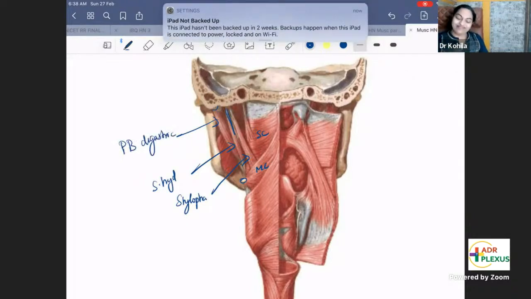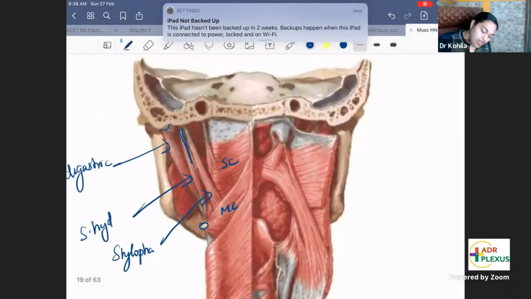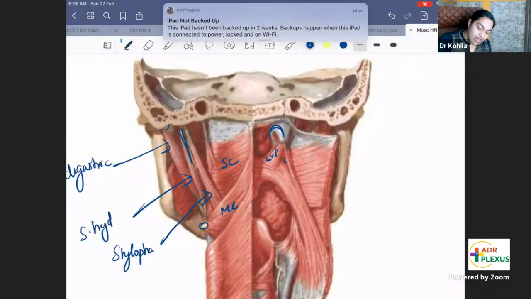Right? Okay. This part is opened up. Now you're going to tell me, this is the auditory tube here. Yes, this is your levator veli palatini. This is your salpingopharyngeus, palatopharyngeus. What is this? Anyone?